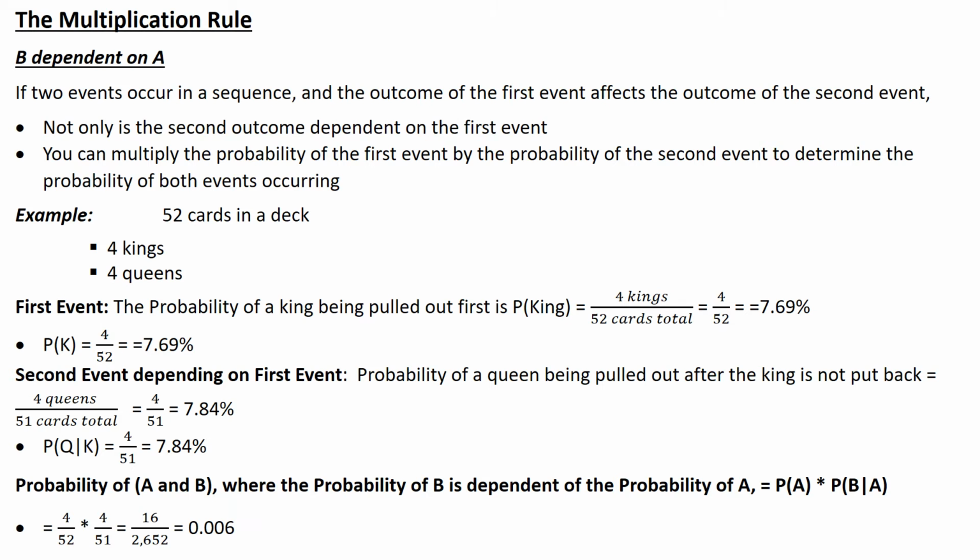Now, let's suppose, as before, I leave that king out. I've only got 51 cards. What's the probability of pulling a queen out of those 51 cards? Well, there are fewer cards total, so that makes the denominator a little smaller, which makes our percentage a little bit bigger. Instead of 7.69% for 4 out of 52, it's 4 out of 51 now, which is 7.84%. And the likelihood of pulling out a king first, leaving it out, and then pulling out a queen is 4 out of 52 times 4 out of 51, which is 16 out of 2,652, or 0.006.